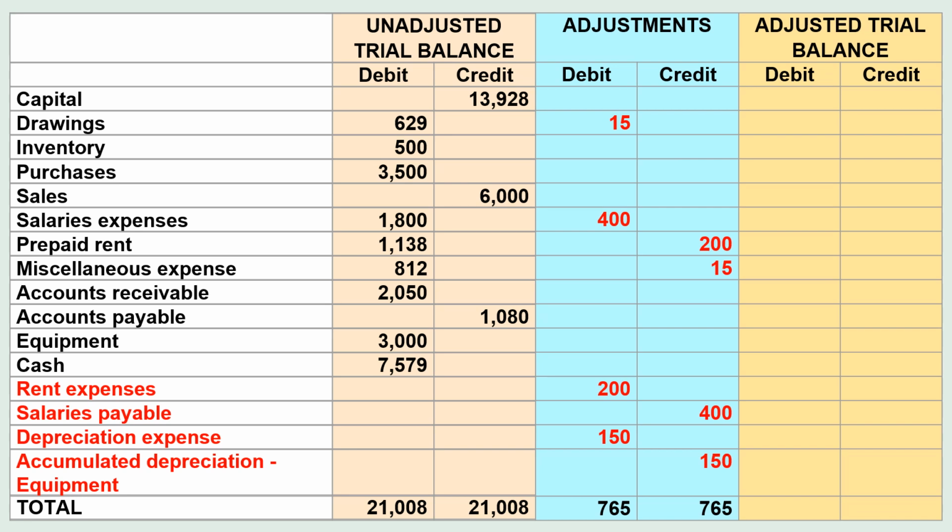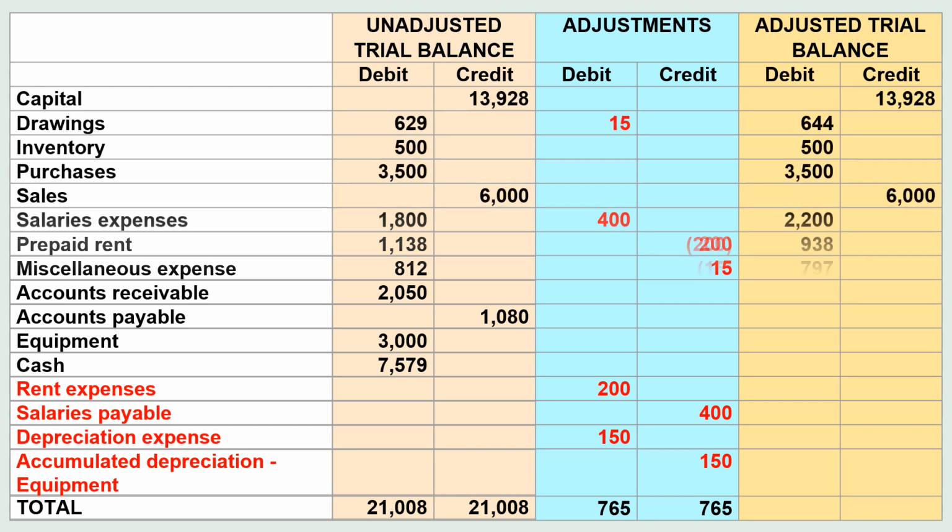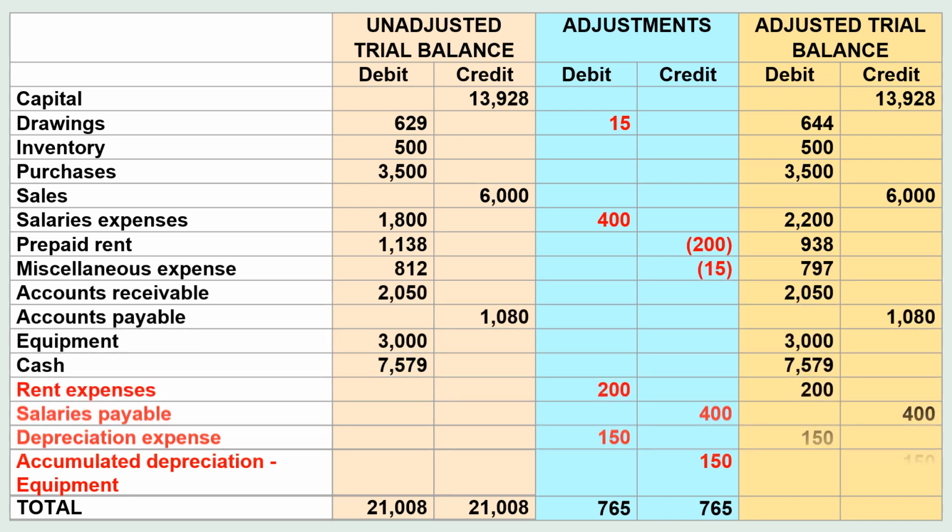After that, add all the amounts involved in the adjusted trial balance, such as drawings, 629 plus 15 equals 644, and so forth.